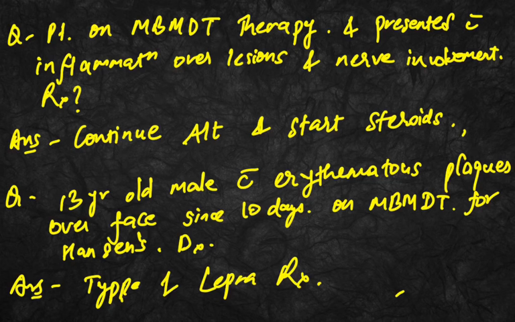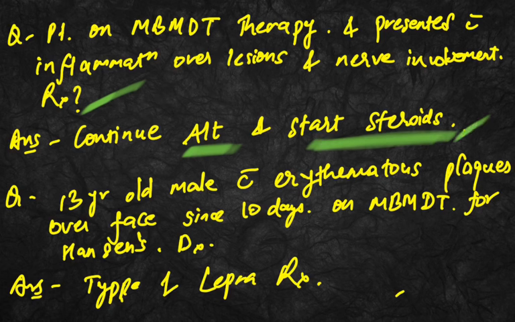A patient on MB-MDT therapy, this is for Hansen's disease, presented with inflammation over the lesions and nerve involvement. What should be the treatment? Continue the MDT treatment, and you have to start steroids along with it.